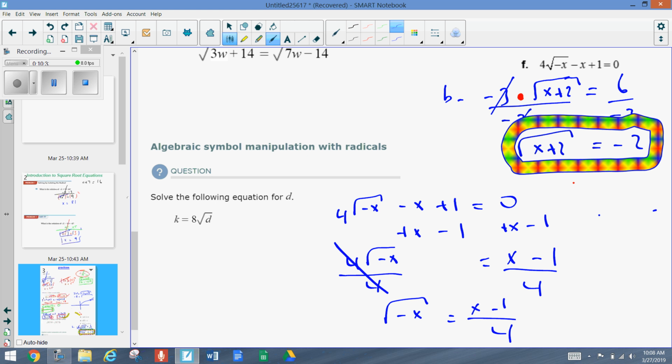So what do you think? We won't get anywhere, because what do you see here? The root is negative also. The square root is negative. So that means there is no solution either.